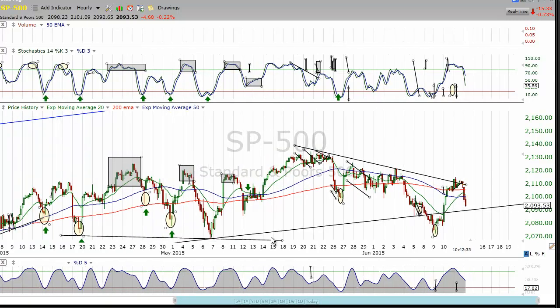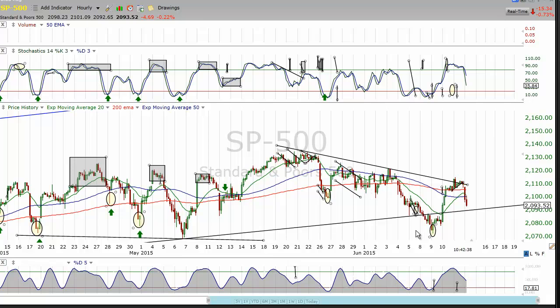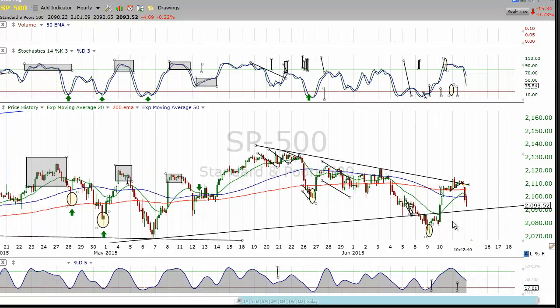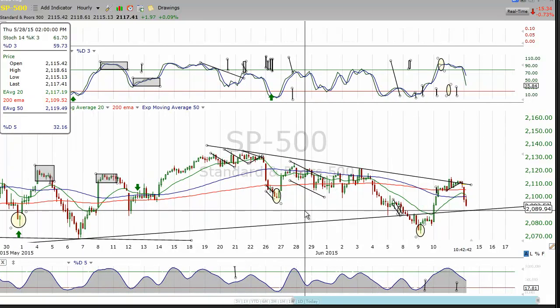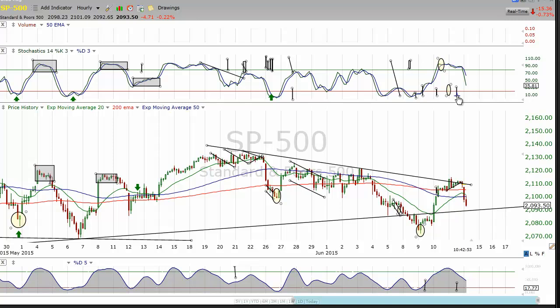Now this was an old trend line that we've penetrated. So actually a retest of that trend line could be a level of support. I'd be watching it. That's around that 2089 on the cash. 2089.50, somewhere in that zone.